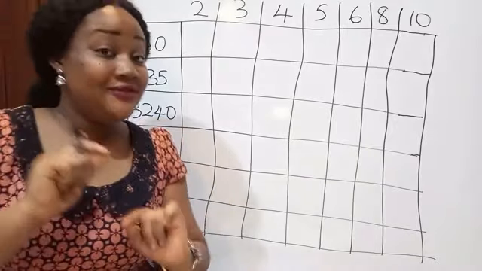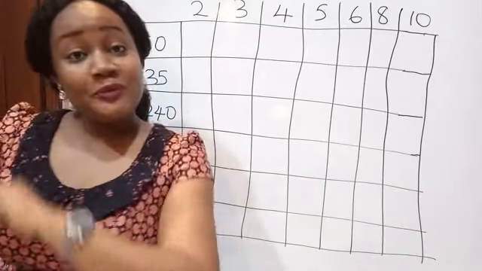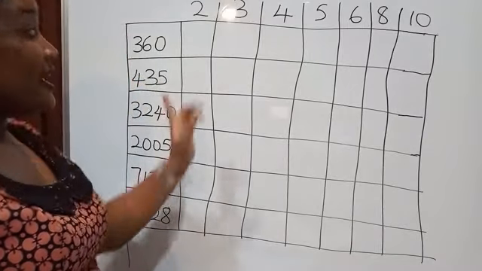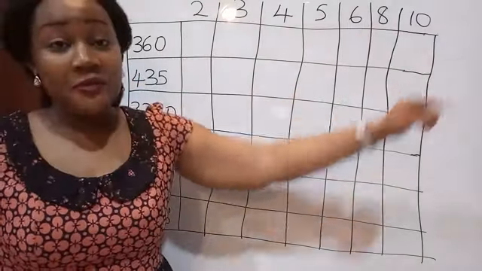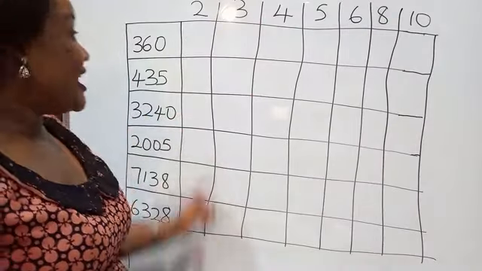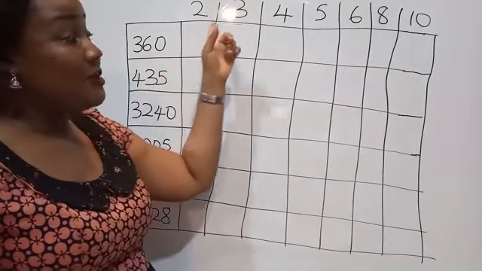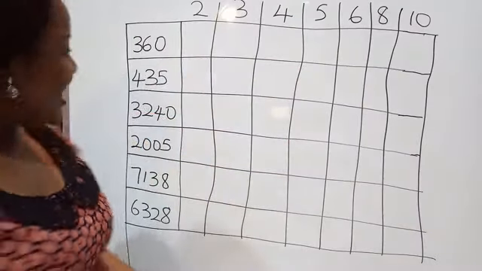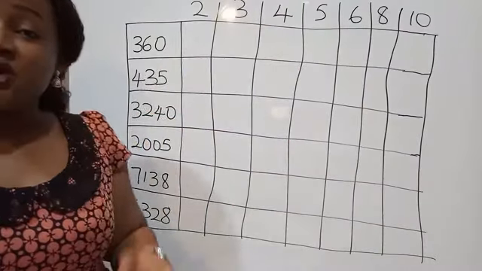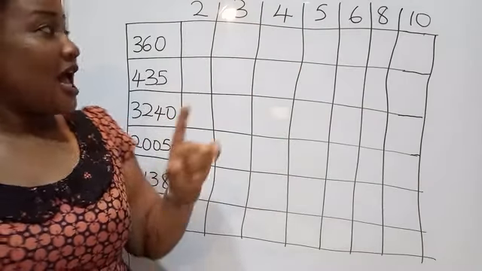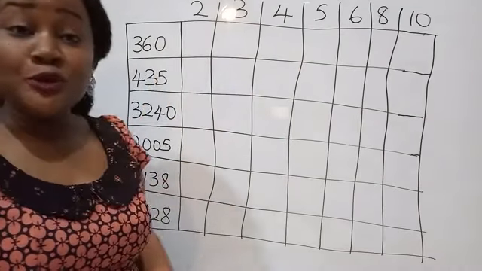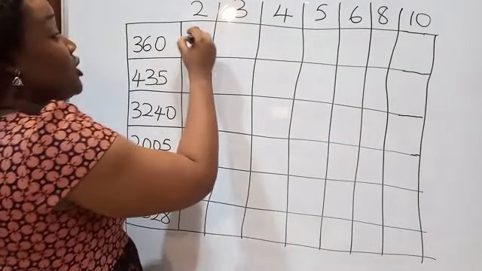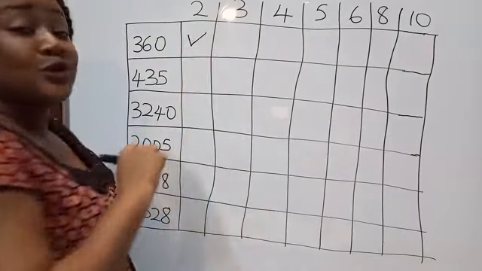Let's play a little divisibility game. Now we have a set of numbers here, and we have the divisors up here, and we're going to find out if each number is divisible by these numbers. Let's start. Now this first one, we have 360. Is it divisible by 2? You bet it is. Why? Because the last digit is 0. So we take it. Good.